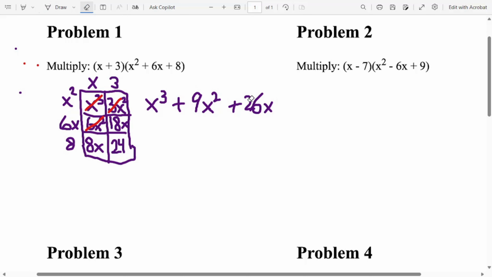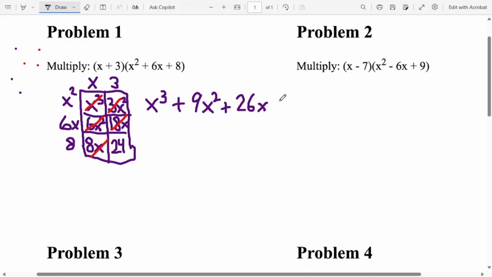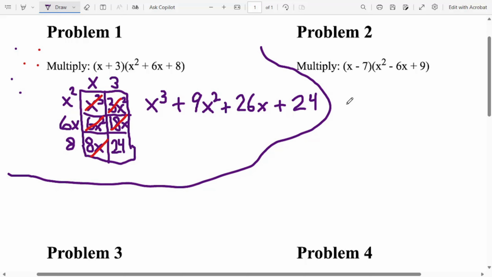Let me write that a little bit better. That didn't come out that well. So plus 26x. And then I can cross those off. And then we have just plus 24 there. Okay, so that's that first one. It kind of merged into our second one there. That's our first one. Let's look at the second one.